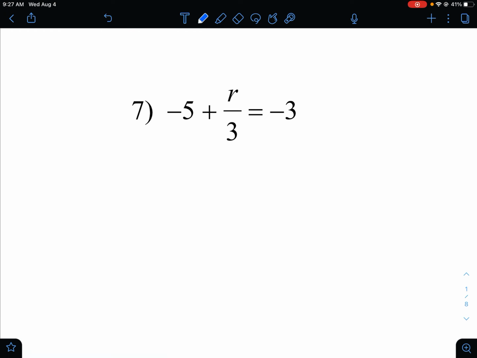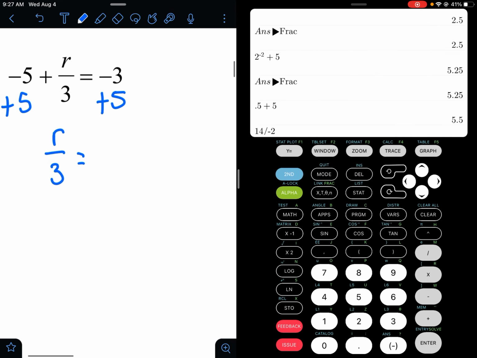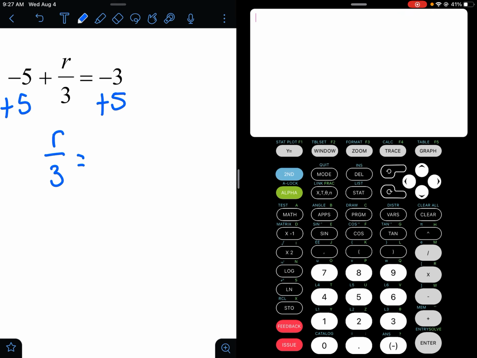So here, again, I want to try and get my variable by itself. So the first thing I'm going to do here is get rid of this negative 5. So I'm going to add 5 to both sides. So I get r over 3 equals, and I'll show you guys how to do this one in your calculator. Negative 3 plus 5. So you're going to go ahead and plug in negative 3 plus 5. Tell me what you get. You should get 2. All right.